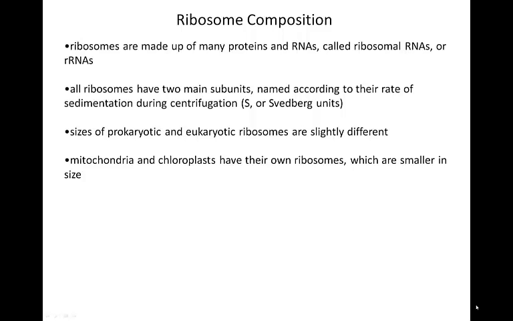So the sizes of prokaryotic and eukaryotic ribosomes are just slightly different. What I really care about is the function of each subunit, and so we'll mainly refer to these as just the large subunit and the small subunit. Just want to point out that mitochondria and chloroplasts, remember, have their own DNA. These organelles have their own DNA, and they also have their own ribosomes. These ribosomes are just slightly different and smaller than the normal ribosomes that are found in the main part of the cytoplasm of a cell.